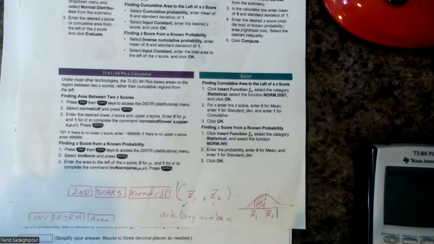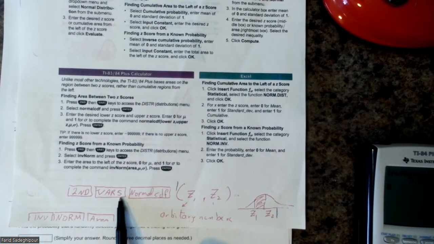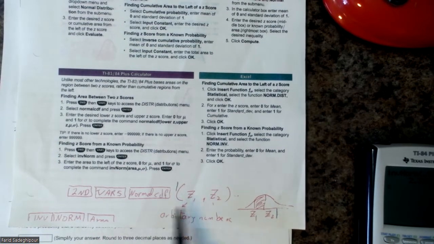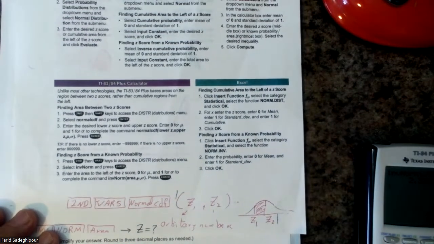Now, this is the instruction for the calculator. If you want to find the probability, that's how to use it. If you have the area and you want to find the z, that's how to do it.